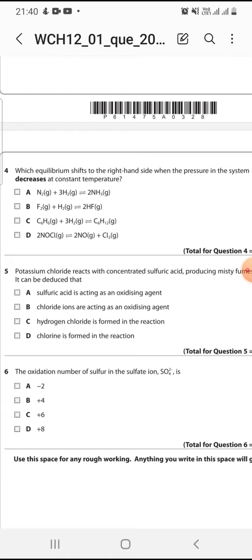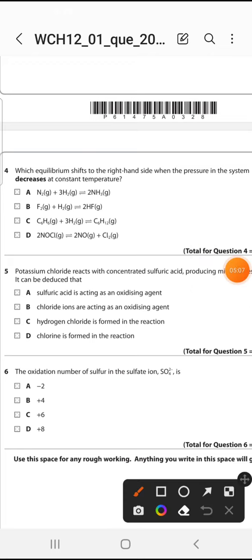We know before we get the idea of how pressure affects the equilibrium system, we count the number of molecules on both sides. We'll count it. The first reaction, 1 nitrogen, 3 hydrogen, therefore 4 on the reactant side, that 4 becomes 2.